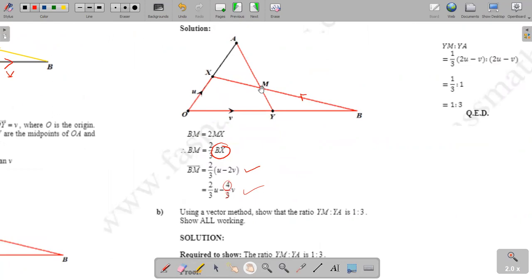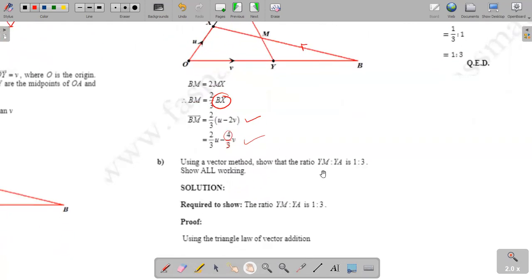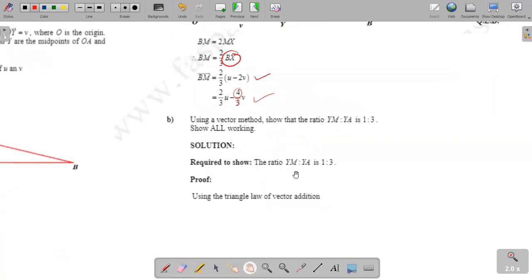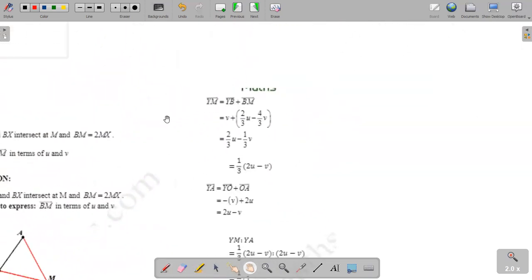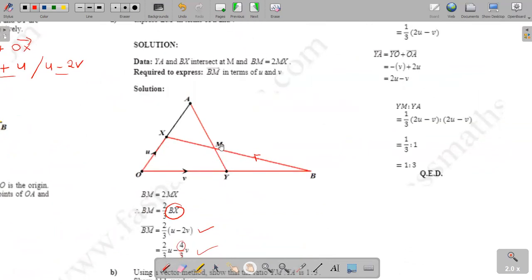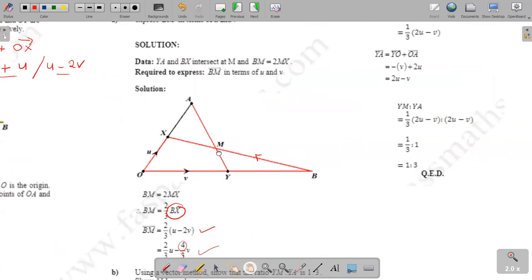YM is 1/3 of YA. You realize that's what it says, right? So let's do that. How do you find YM? YM, how do you get from Y to M?